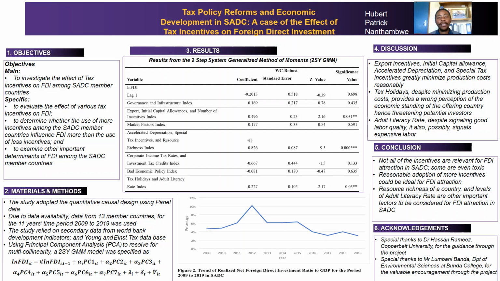And finally, on the other factors that are important for foreign investment in the region, we found out that the resource richness of a country and adult literacy rate were important. While resource richness of a country attracted foreign investment, we observed that higher adult literacy levels scared foreign investors, possibly due to signaling of expensive labor in that specific country.